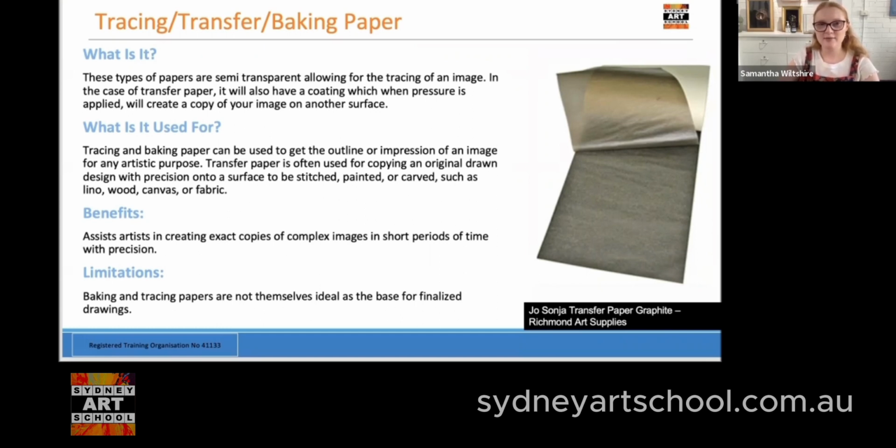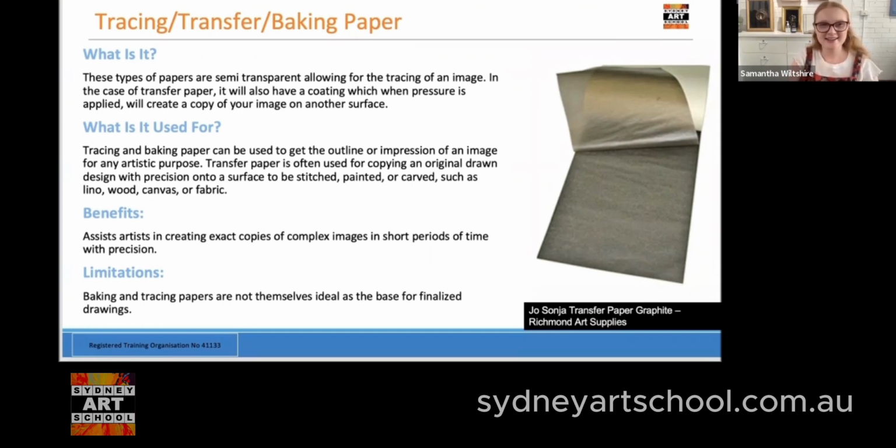And transfer paper allows you to not only copy, but actually directly create a replication of that image. And oftentimes that's done on a surface like lino, wood, canvas, or fabric, because we might be trying to take a drawing and translate that so that we can create a lino cut print, a carving, a piece of embroidery on top of a fabric surface. Those are the sorts of options that are open to us when we understand this paper.